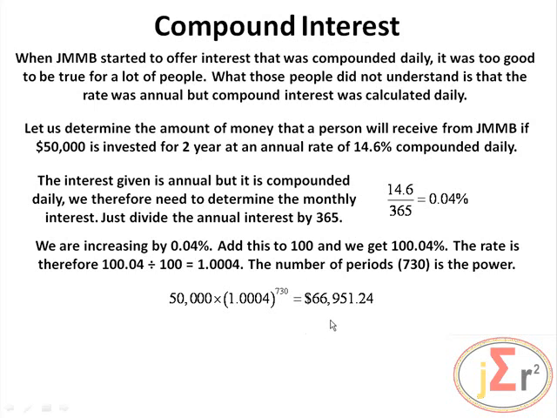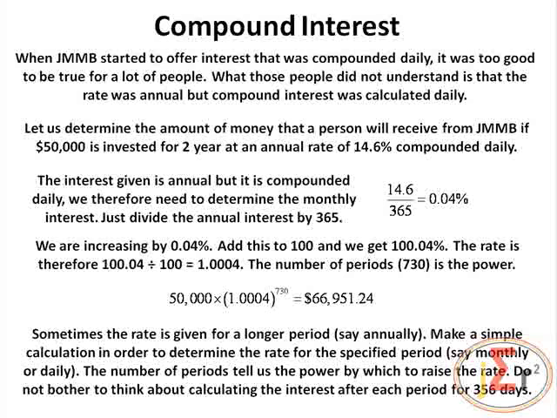We have to use a scientific calculator. And do not think about doing this step by step 730 times. Sometimes the rate is given for a longer period, say annually. Make a simple calculation in order to determine the rate for the specified period, say monthly or daily. The number of periods tells us the power by which to raise the rate. Do not bother to think about calculating the interest after each period for 365 days.